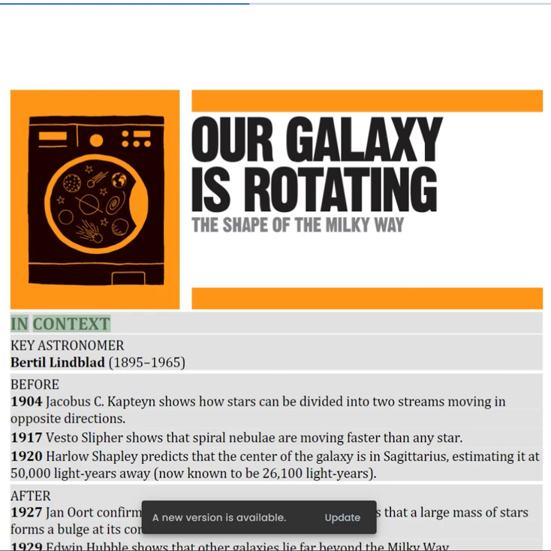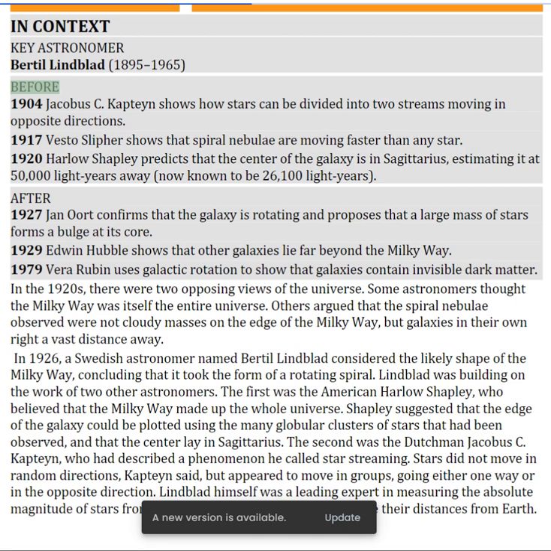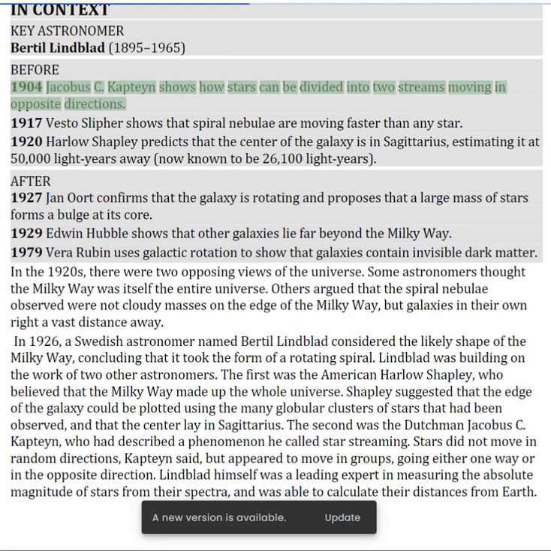In context. Key astronomer: Bertil Lindblad. Before 1904, Jacobus C. Kapteyn shows how stars can be divided into two streams moving in opposite directions.